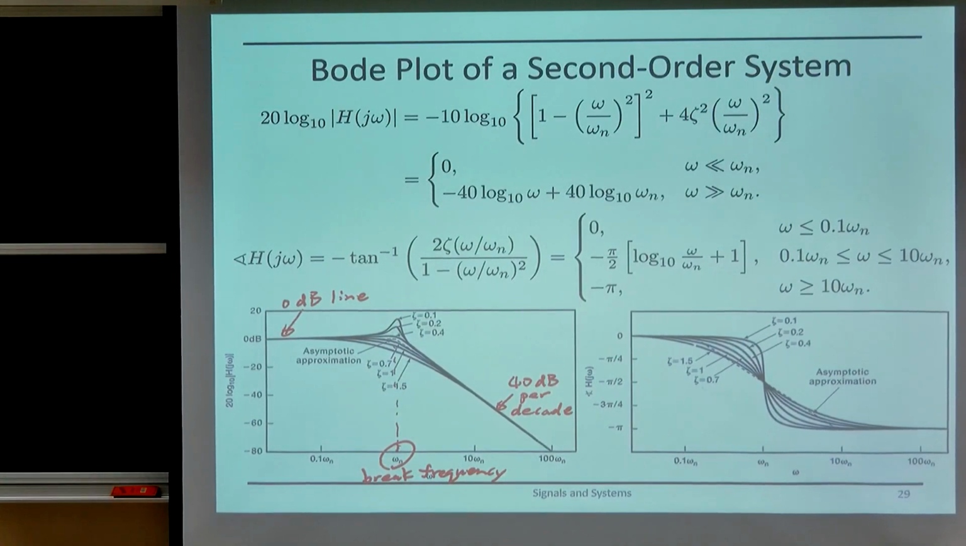So we observe a peak at some frequency omega max. Okay? And what is this omega max value? Right, you can just take the derivative of this, set it to 0, and you can find the extreme value to be omega n times square root 1 minus 2 zeta squared.